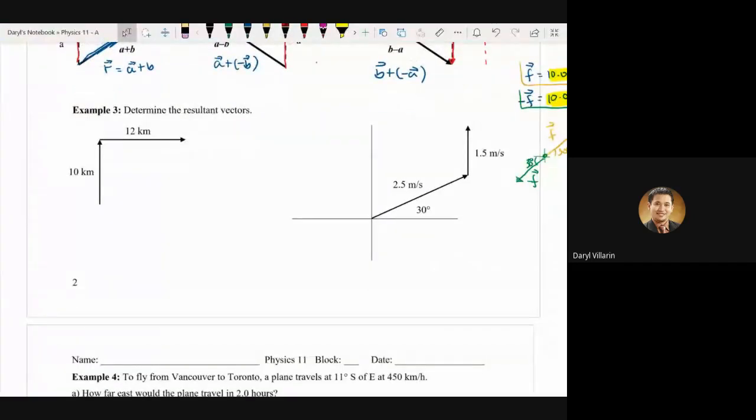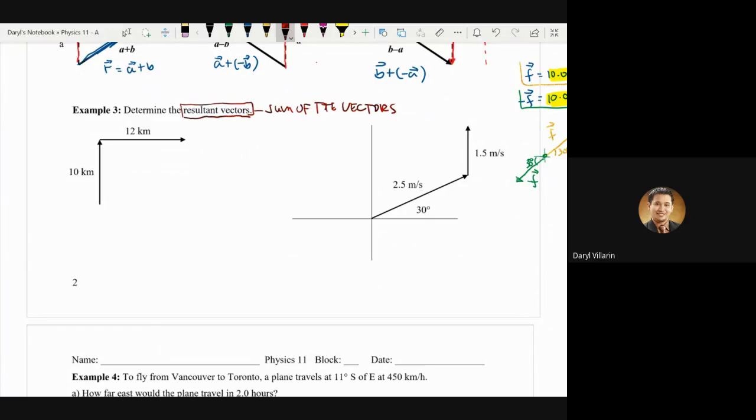Okay, so let's try to answer this question here. We want to get the resultant vectors. Okay, when we say resultant vectors, it's the same thing as taking the sum of the vectors.